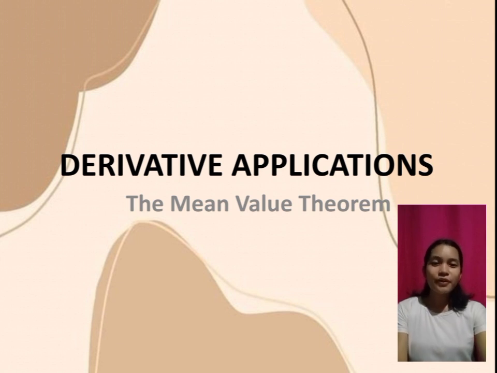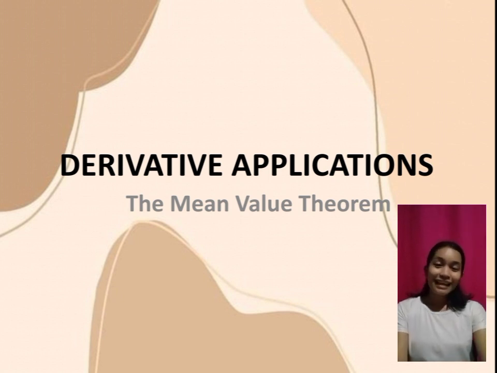The mean value theorem is a fundamental result in calculus that connects the behavior of a function with its derivative. It provides a formal way to relate the average rate of change of a function over an interval to the instantaneous rate of change, the derivative, at a point within the interval. By establishing a relationship between derivatives and continuity, the mean value theorem provides powerful insights into the behavior of functions.